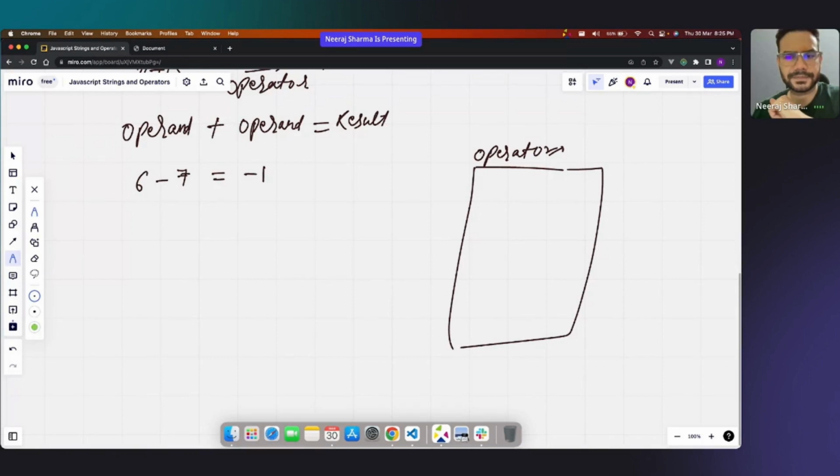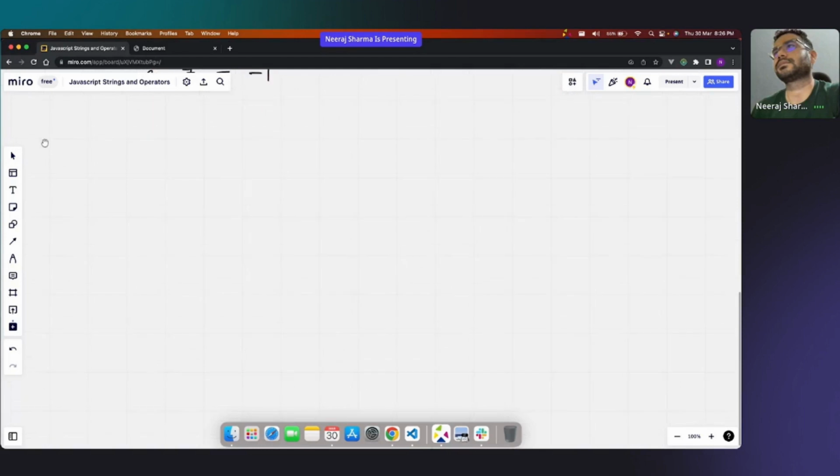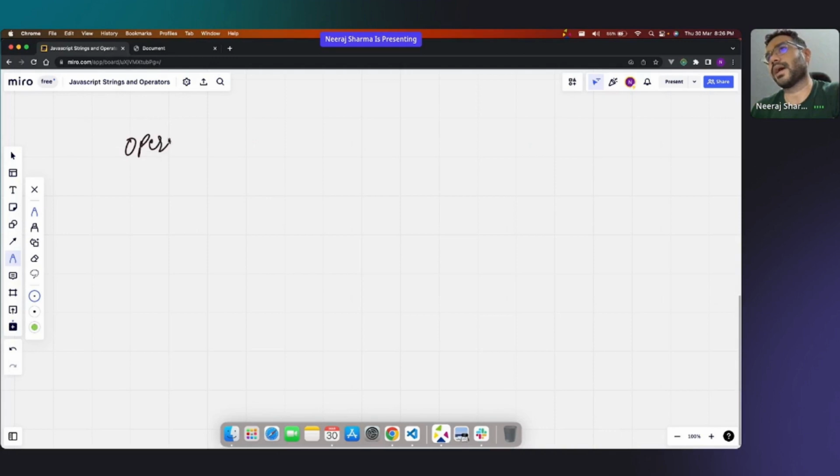Anyone has any doubt? Now when we talk about operators in JavaScript, we have multiple kinds of operators, and they can be categorized by what kind of operators these are. So if I need to categorize the operators, the first operator type I could say is arithmetic operators.